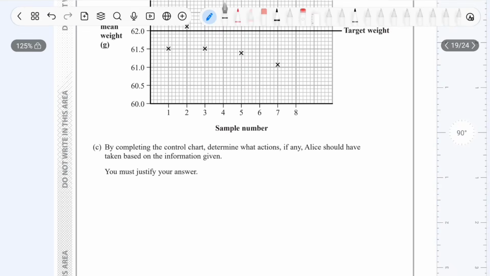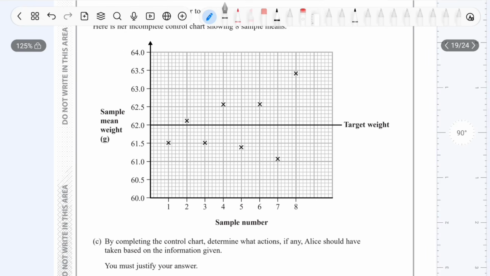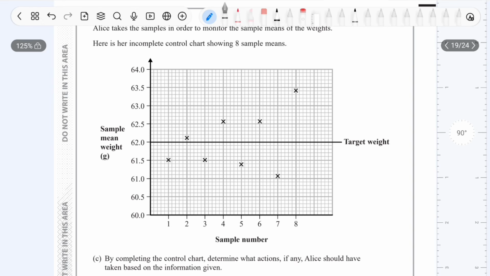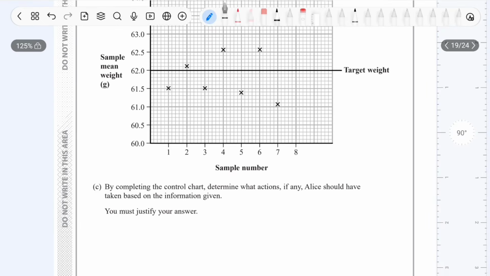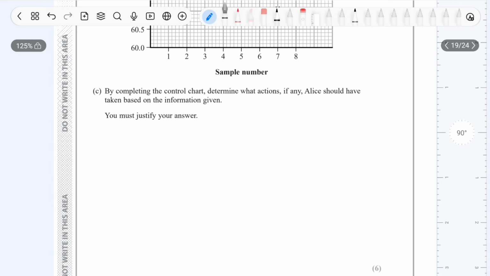Okay, so the only incomplete information here is that it seems all the sample numbers have been given to us. Sometimes they like to ask us to fill one in and plot it on the graph. However, we don't have to do that here. Quality assurance isn't particularly difficult. You just need to know some specific things.